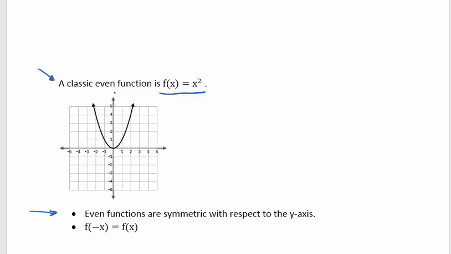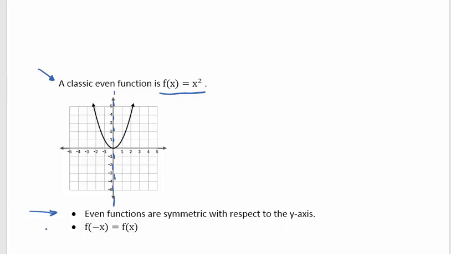So that means if I take a look at my y-axis, I get a reflection of one side of the graph to the other. Notice every point over here corresponds to a point over there. So that's typical of every even function. They're symmetric across the y-axis. So if you look at a graph of a function and you notice it has symmetry over the y-axis, it's going to be an even function.